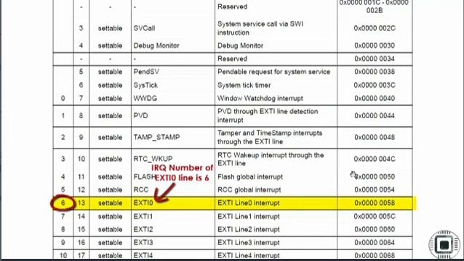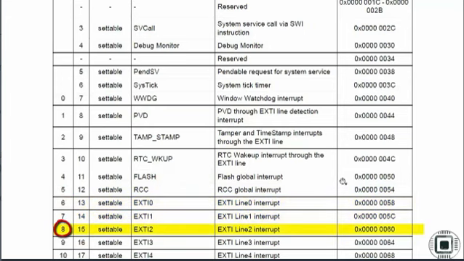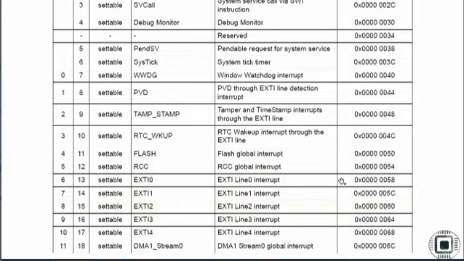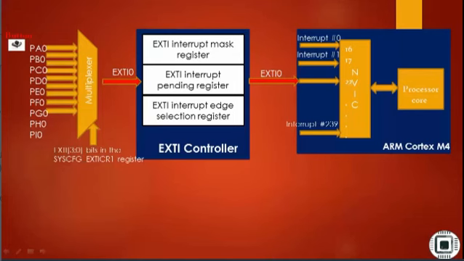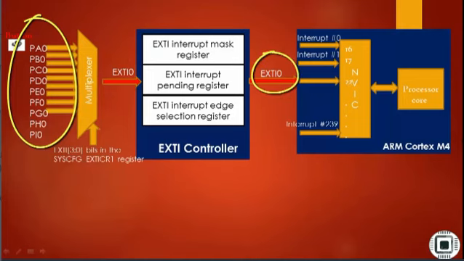Similarly, EXTI 1 is connected to NVIC line number or position 7. So its IRQ number is 7. EXTI 2 is connected to the NVIC line number or position number 8. So its IRQ number is 8, and so on. All these GPIO pins which are going to interrupt the processor over EXTI 0 will have the IRQ number 6.